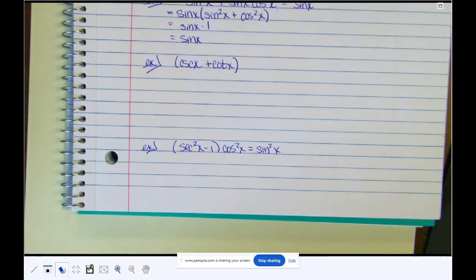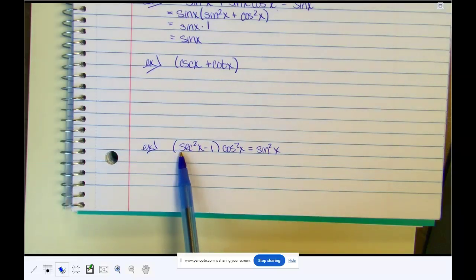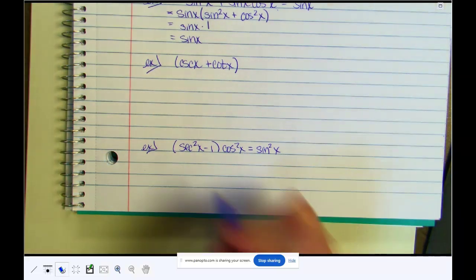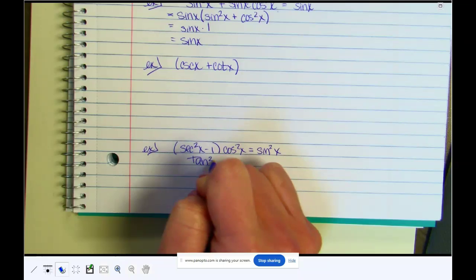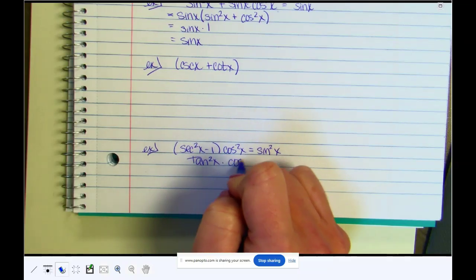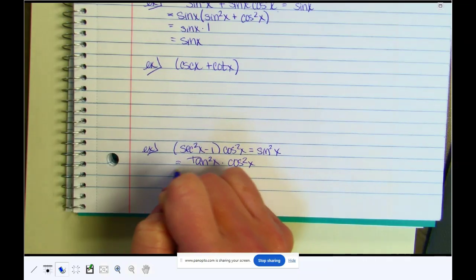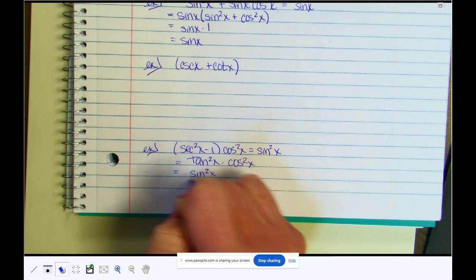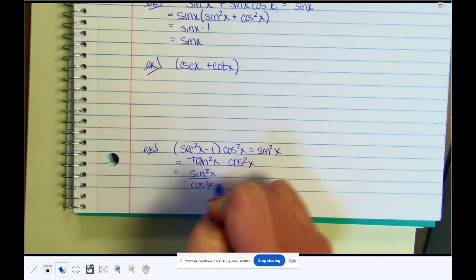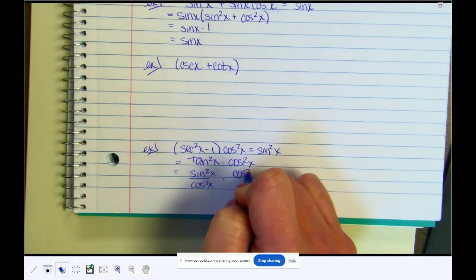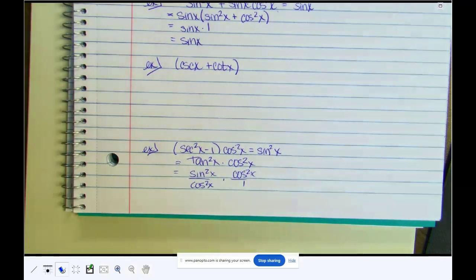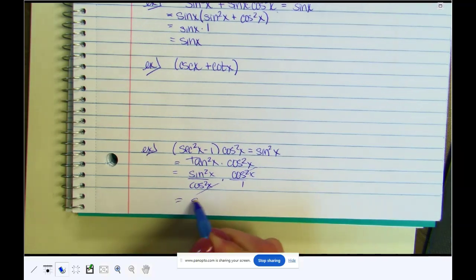Okay. What's the first thing you're going to do down here? Yeah, this is a little dog. Secant squared minus 1 is equal to what? Yep. I feel like we keep doing tangent times cosine today. So tangent is sine over cosine, and cosine over 1. Cancel. And that equals sine squared.